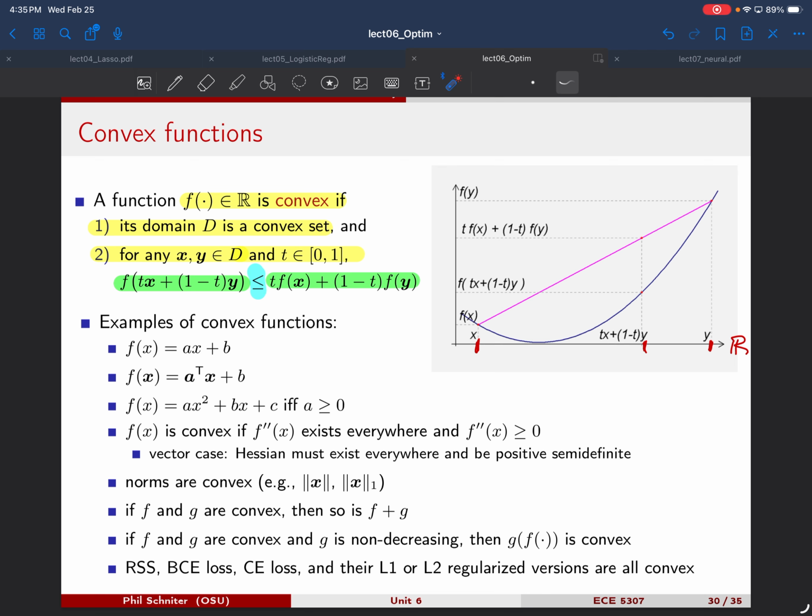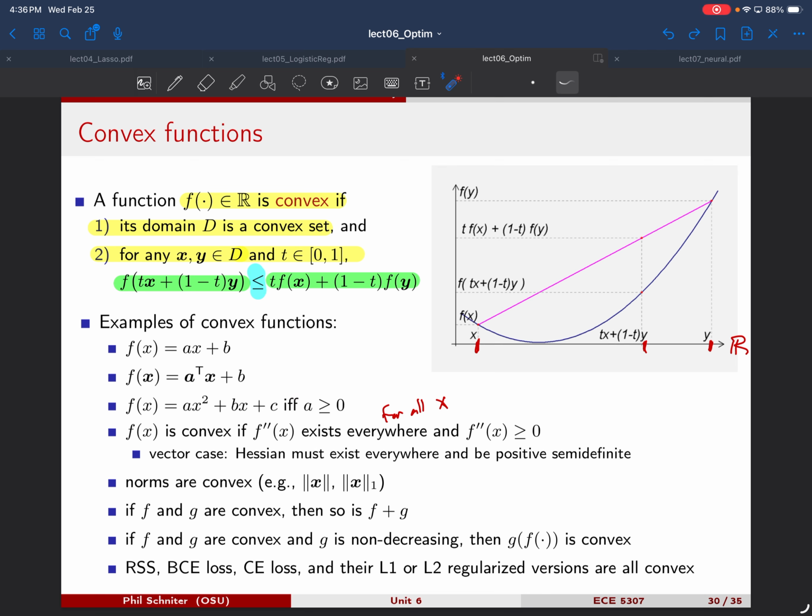Okay, so if we extend this idea a little bit, again, scalar x, if it's a general function but the second derivative exists everywhere, in other words, for all x. So if the second derivative exists everywhere and is greater or equal to 0, then this is a convex function. So that's kind of clear here. If you took the second derivative, that's just going to be a, so that's where this requirement comes from.